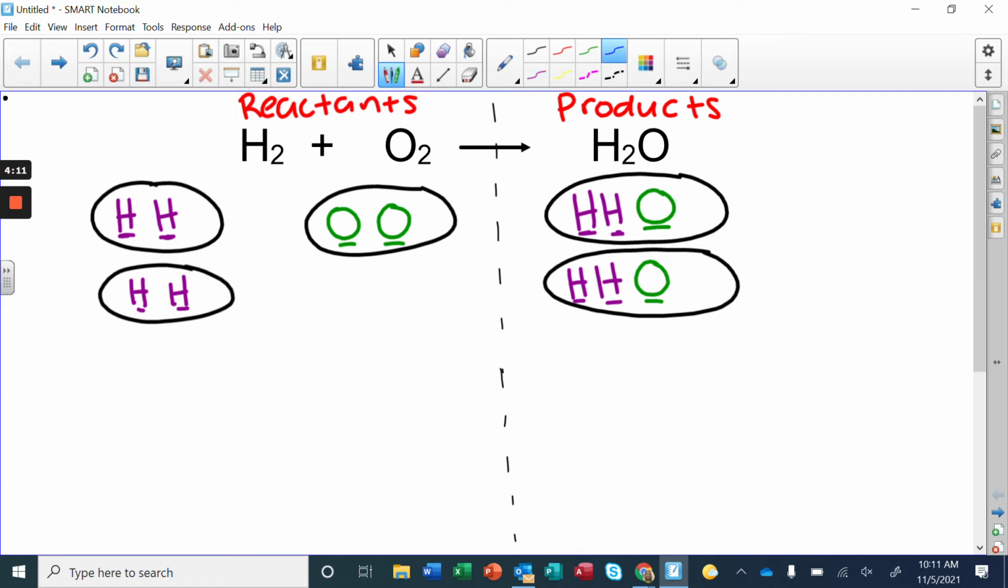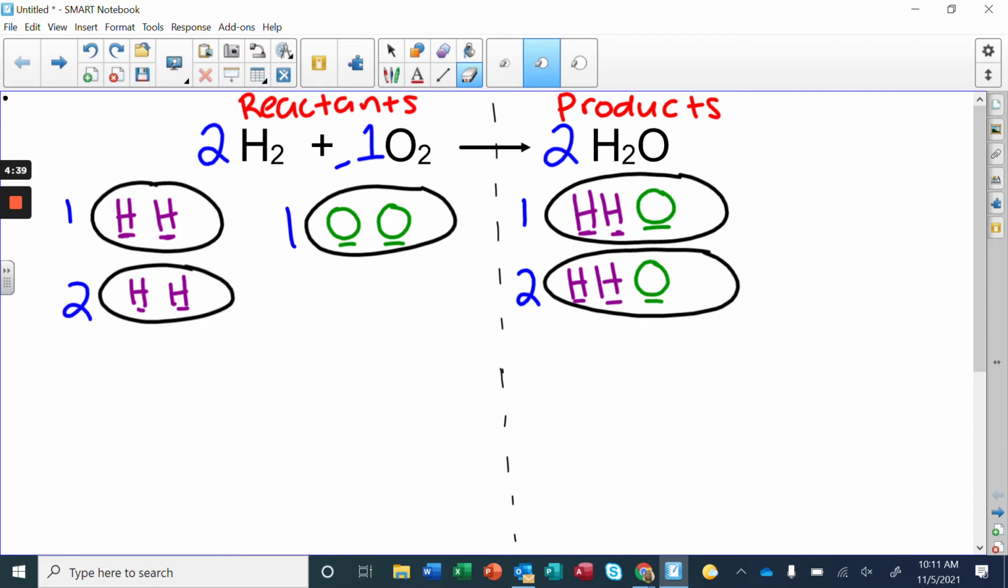So now I need to come up with my coefficients. I count my bubbles. I have 1, 2 bubbles here. So the coefficient is going to be a 2. I have 1 bubble here. So the coefficient is a 1. And I have 1, 2 here, so there's a 2. And now the reaction is balanced. I do want to point out, though, that you do not have to have a coefficient in front of O2, because you don't have to write the ones. You can if you like to, but you don't have to.